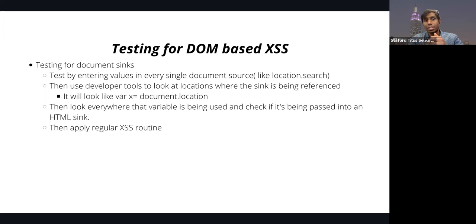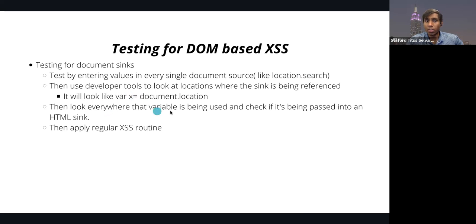And then for the sink, the user uses developer tools to look at locations where the sink is being referenced. For example, it'll look like x = document.location, right? So you see here location.search is a source and document.location is a sink because it is being stored in a variable. The source is essentially what we are inputting into, and the sink is where the payload you're inputting is landing. So I'm inputting my payload into location.search, but it's landing finally in variable x. So that is a sink.